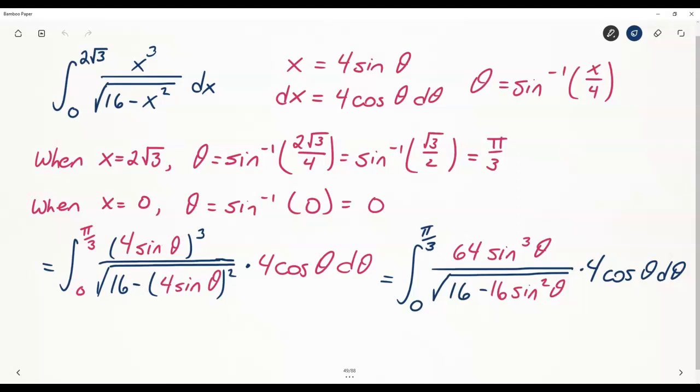I have done no calculus at this point. Everything you see is either algebra or trigonometry or arithmetic. Good? Okay.